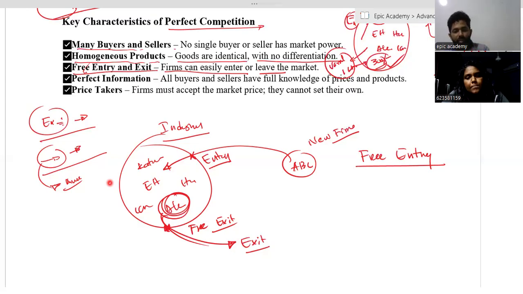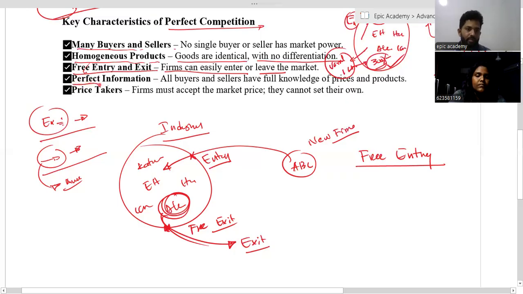That is why they are still producing under this perfect competitive market structure. Okay. Perfect information. All buyers and sellers have full knowledge of prices and production activities. So as an example, if I ask, do you have any idea how to produce pumpkin?